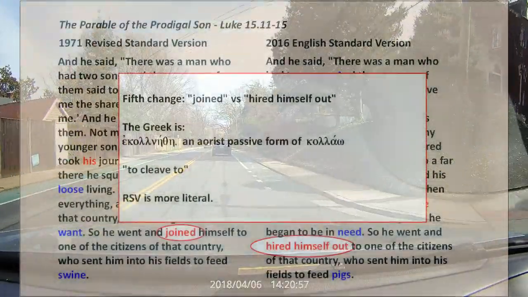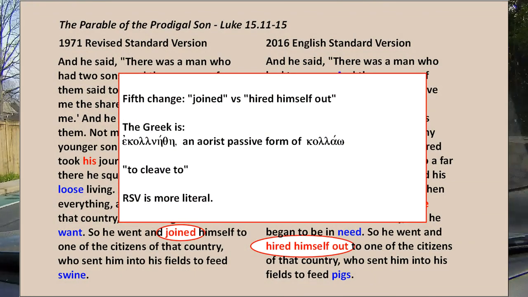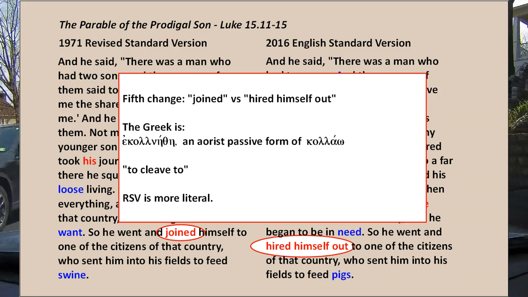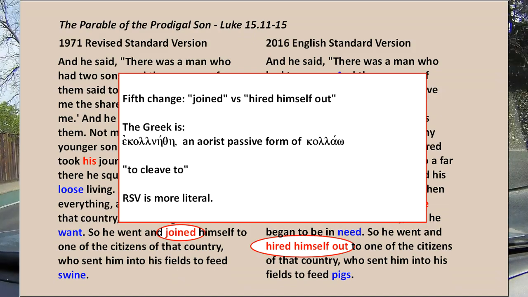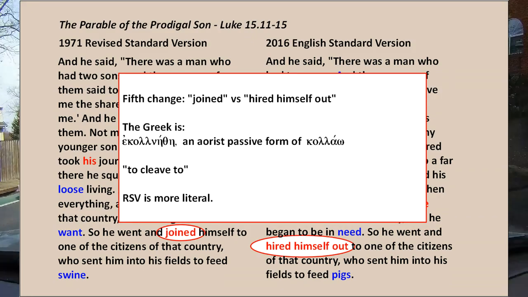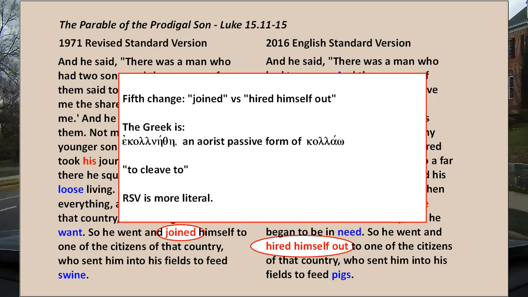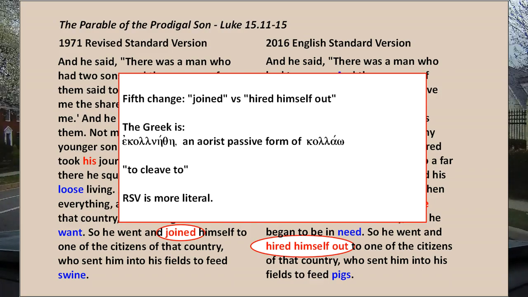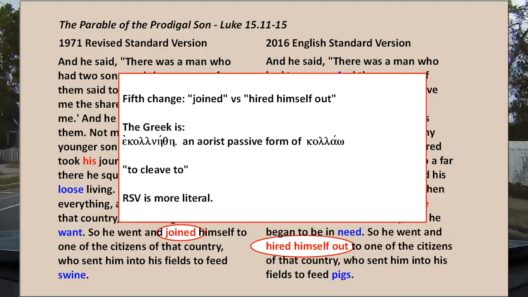Finally, did the son go and join himself to one of the citizens of the country, or did he go and hire himself out to one of the citizens? Joined is very literal. It's exactly what the Greek word means. But hired himself out is probably what is meant. So if you want to be well understood, you go with hired himself out. The more literal reading would be joined. I believe what the New American Standard Version does is puts hired himself out in the text and joined in the textual note, the translation note, which starts with the letters LIT period.